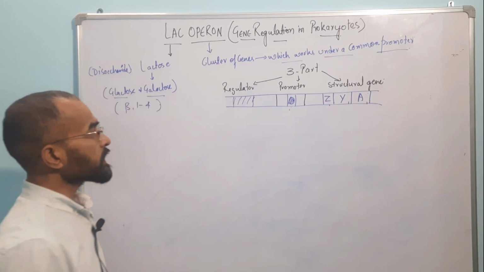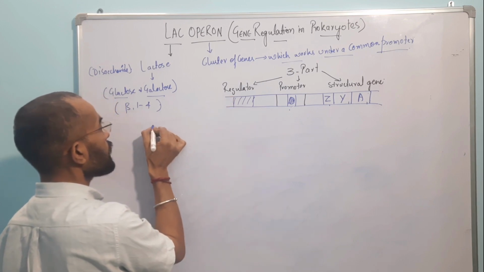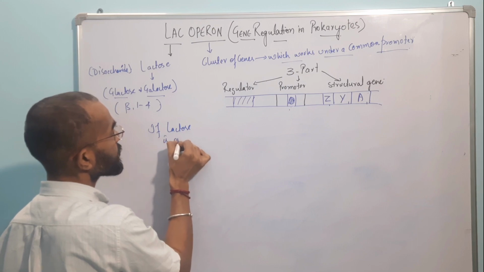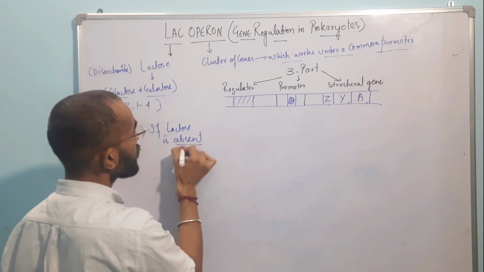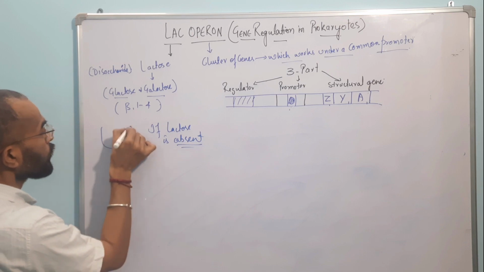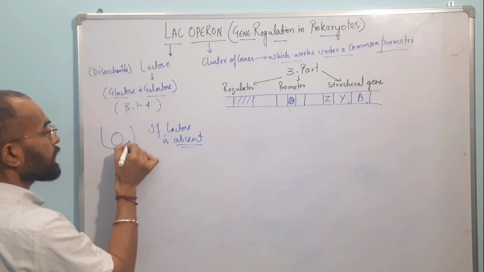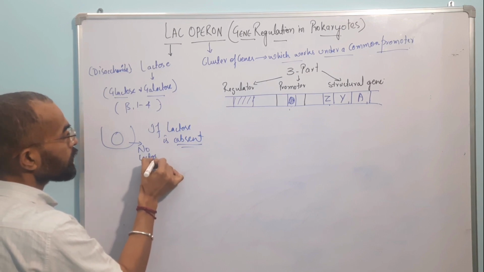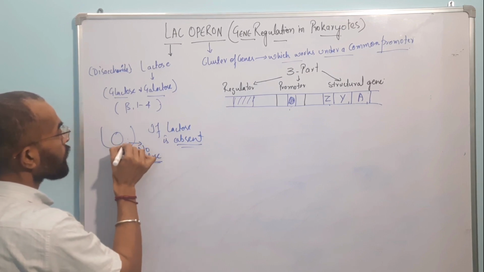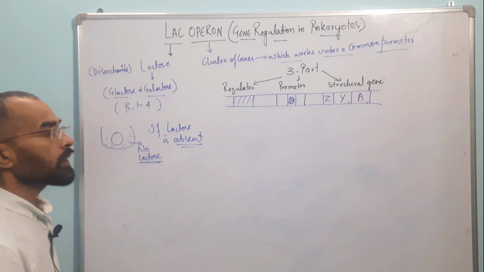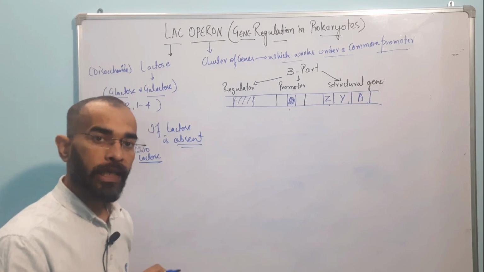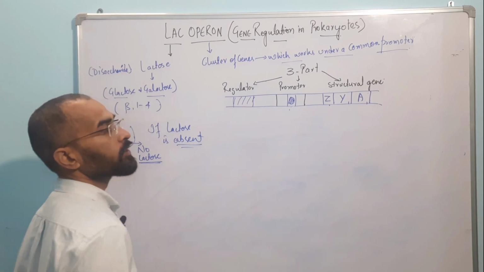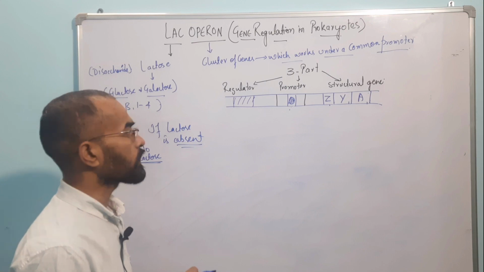Now we start with, if lactose is absent, that is, if we grow a prokaryotic cell in a medium with no lactose, then what happens with the lac operon? Is it functional or non-functional? Let us see that.